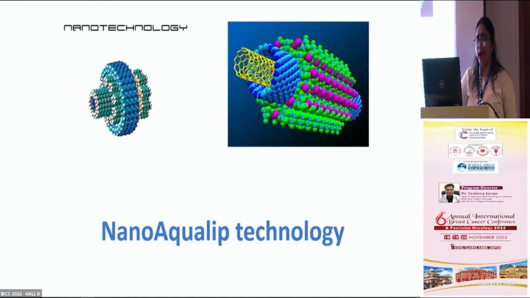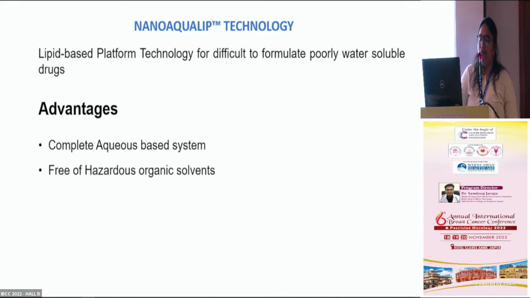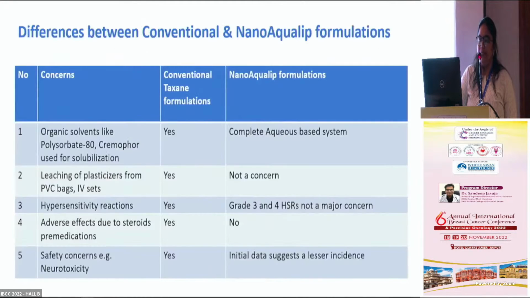So, this Nano Aqualip technology is a lipid-based platform technology for difficult to formulate, poorly water-soluble drugs. Advantages: complete aqueous-based system, free of hazardous organic solvents. Particles are nano-size. All excipients used are naturally occurring lipids.